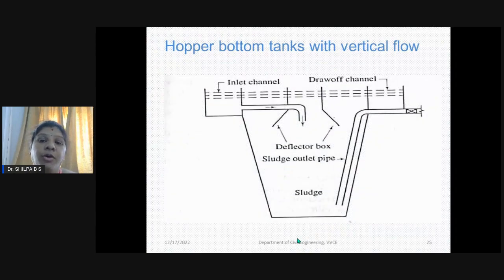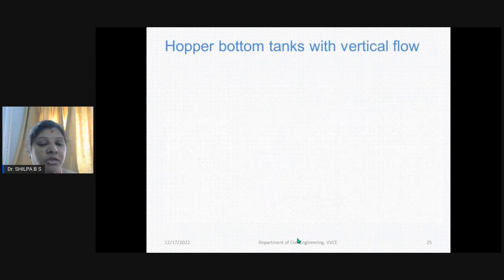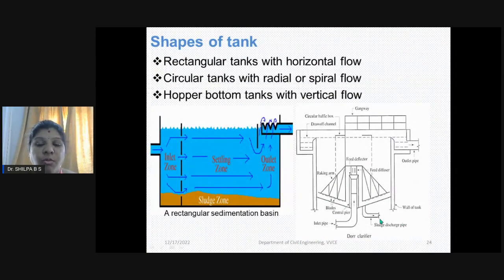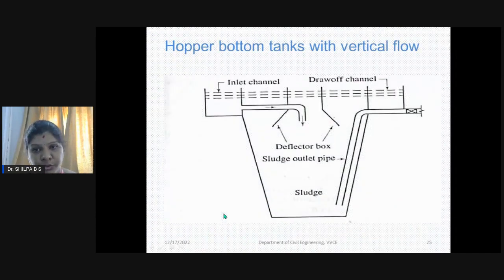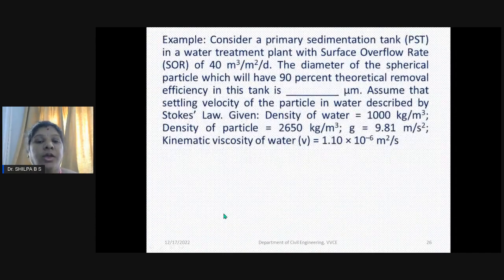Okay, so hopper bottom tank with the vertical flow. Of these three, the most commonly used is the circular tank with the radial flow. Okay, let me take an example on this sedimentation.